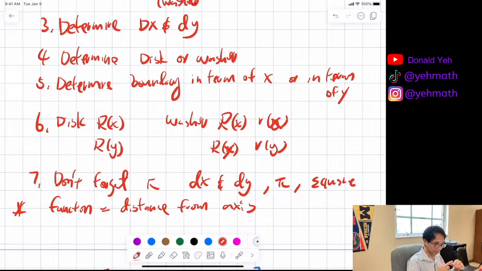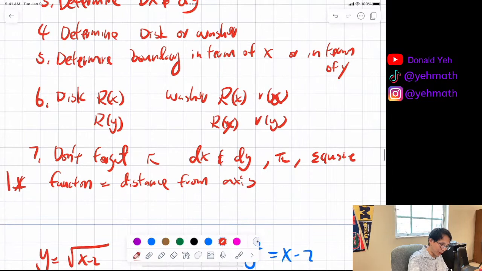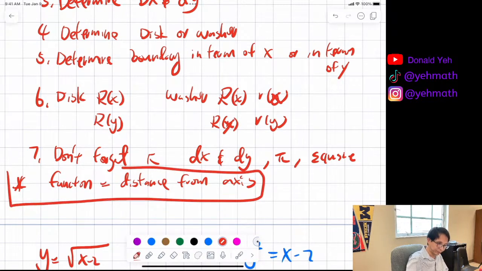Now this last part is actually pretty crucial. Any type of function is the distance from the axis. So its function in terms of x is going to be from the x-axis to the boundary, or the function could be from the y-axis to the boundary. So that is kind of understanding that you guys need to understand.